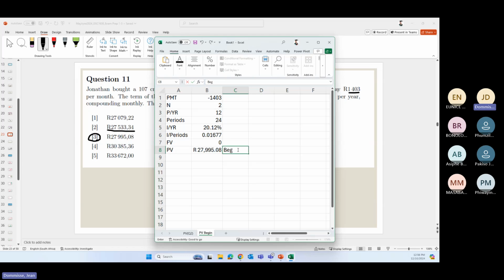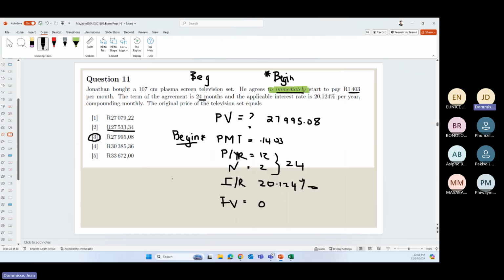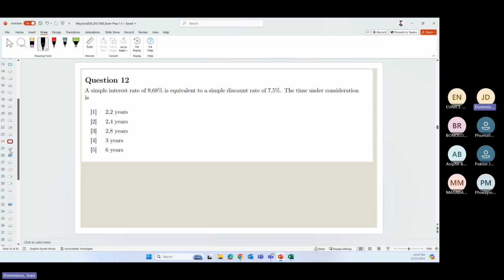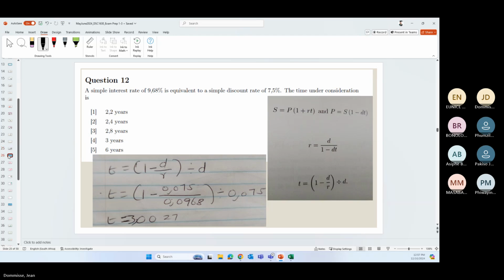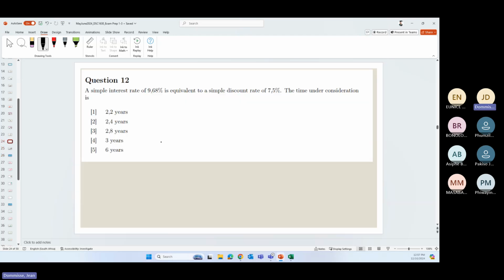Okay, so that is in Excel. I will share the Excel with you guys today as well. So again, you can see how nice it was to use Excel in this one. Okay, so let's look at the next one, and I think it might be the last one for today.